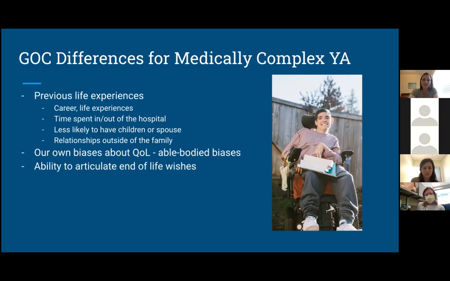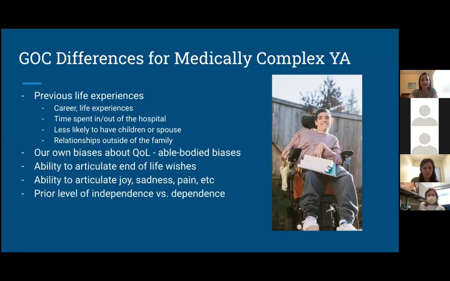Medically complex young adults may have varying abilities to articulate their end of life wishes, as well as abilities to articulate joy, sadness, pain, or similar things. And I just want to highlight that this may be a lesser ability to articulate these things, but not to experience these things. So our patients may not be able to say, this is what brings me joy, but most likely there are many things that still bring them joy, sadness, and pain. So finding other ways to elicit these things. As well, want to consider their prior level of independence versus dependence and what this brings to the conversation.